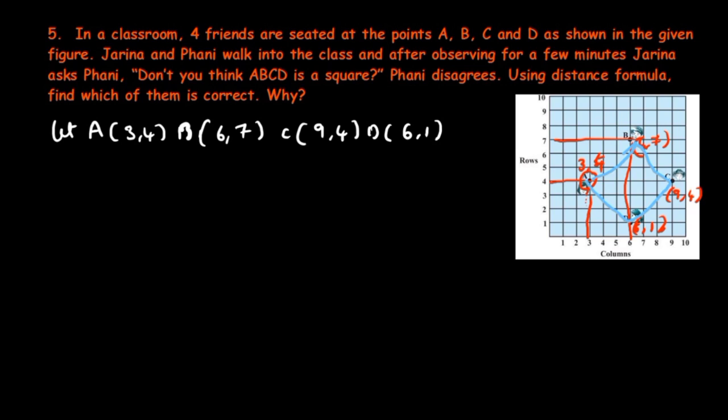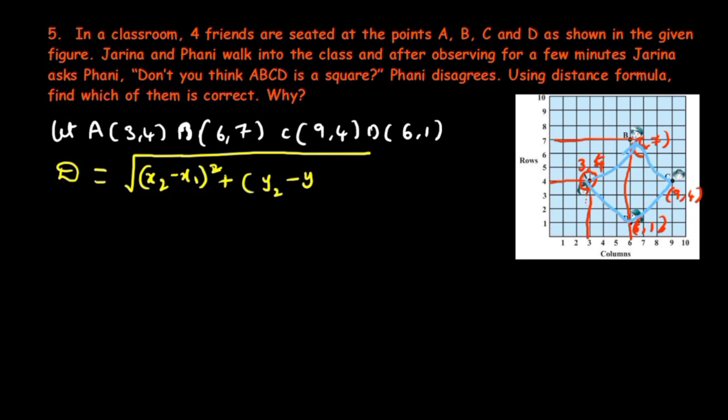So first, to prove that the four sides are equal, we should take the distance formula. The distance formula is the root of (x2 minus x1) whole square plus (y2 minus y1) whole square. Here is the distance between AB, with A as 3, 4 and B as 6, 7. So this is x1, y1, and here we have x2, y2.